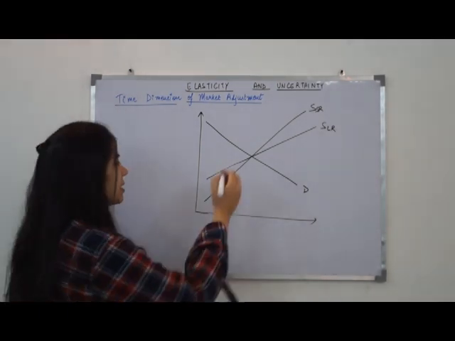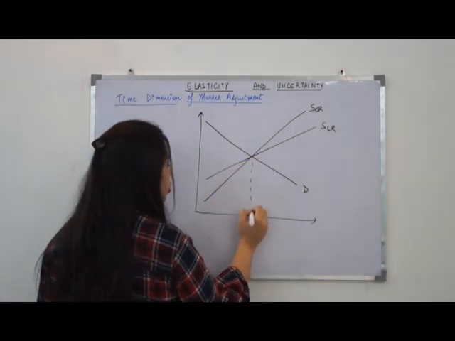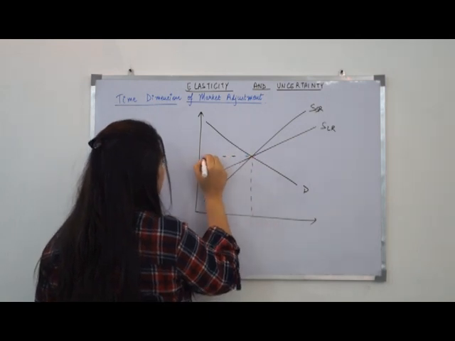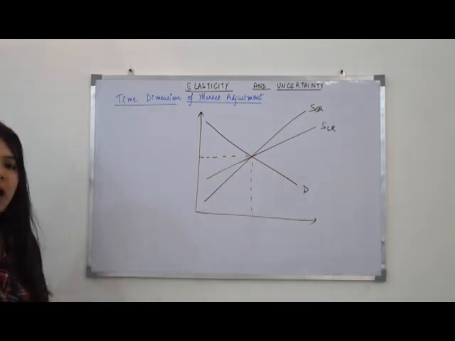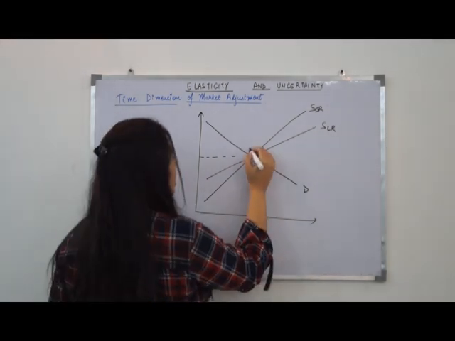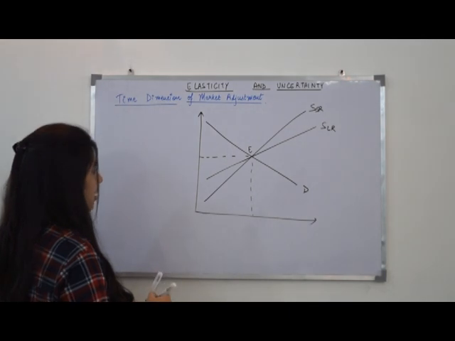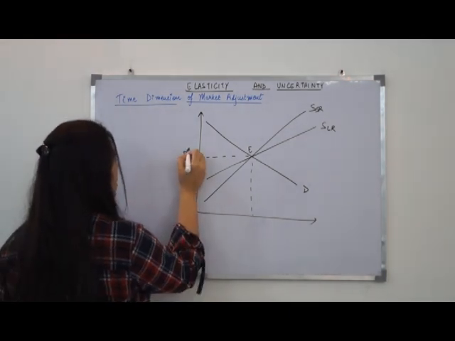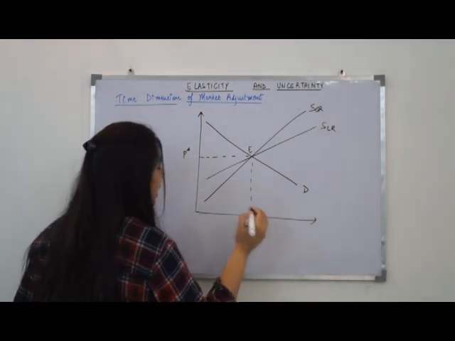Now what happens is that here is the original equilibrium. We know that this is the equilibrium where the supply and demand meet each other. That is known as the equilibrium point. So this is the original equilibrium, and this is the equilibrium price. This is the quantity traded at that price.